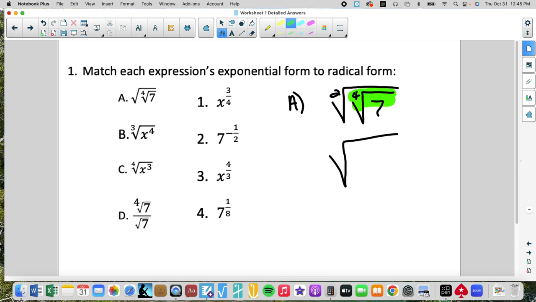I'm going to rewrite this into exponent form. That would be written as 7 to the 1/4, and there's a 2 in there because it's invisible. Then I can take this radical, and that's to the 1/2. So I have 7 to the 1/4 to the 1/2, which equals 7 to the 1/8. And that would be 4.